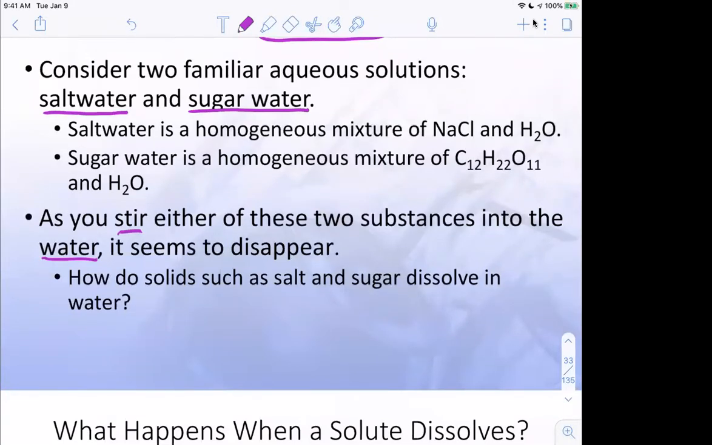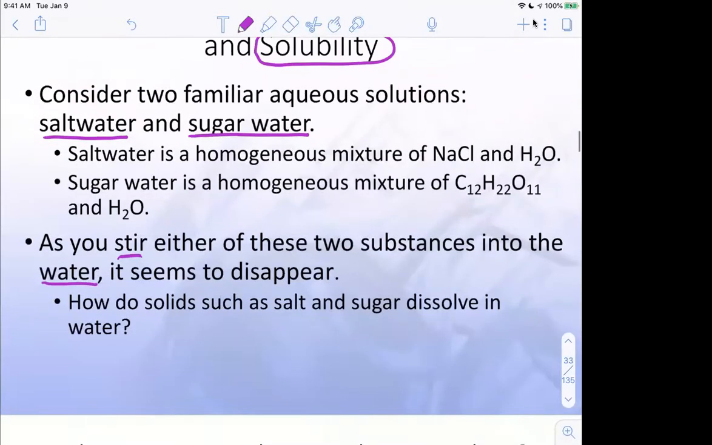So what is the process of dissolution? What actually happens on that molecular level when these two substances form solutions? Remember, this is an ionic compound, and this is a molecular compound. Does that make a difference? Let's find out.